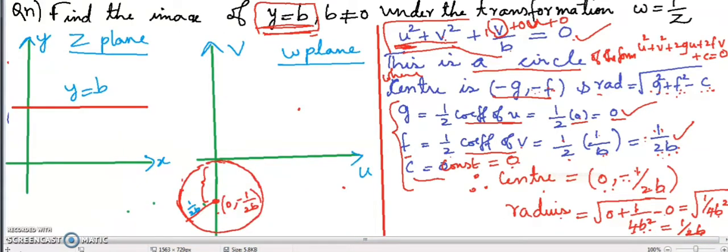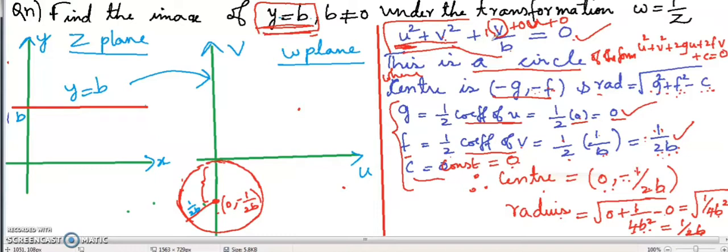Similar to the previous question, we can represent it in a graph. In the Z plane, we always take the X and Y axes, and the given line y is equal to b. On the Y axis, you can draw a straight line parallel to the X axis. This point is b, therefore y is equal to b is a straight line like this. When you do the transformation in the w plane, we transform this straight line into a circle. So that's what we have proved.